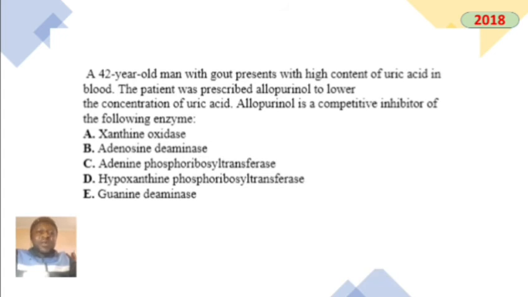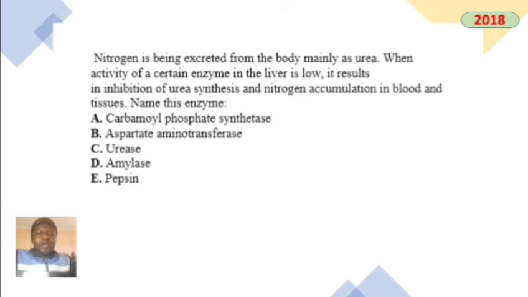A 42-year-old man with gout presents with high concentration of uric acid in blood. The patient was prescribed allopurinol to lower the concentration of uric acid. Allopurinol is a competitive inhibitor of which of the following enzyme? Xanthine oxidase is the answer. Nitrogen is being excreted from the body mainly as urea. When activity of a certain enzyme in the liver is low, it results in inhibition of urea synthesis and nitrogen accumulation in blood and tissues. Name the enzyme: carbamoyl phosphate synthetase 1.